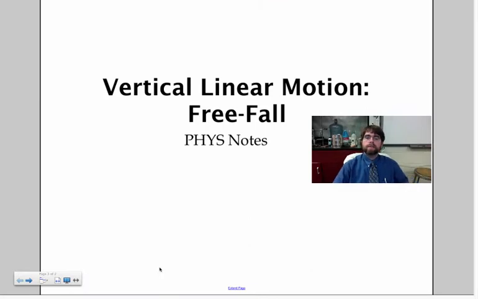So now we have vertical linear motion. This is straight line motion up and down, also known as free fall.